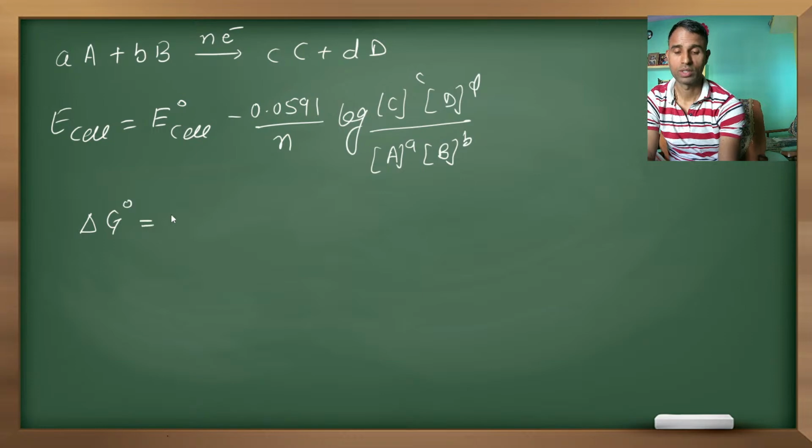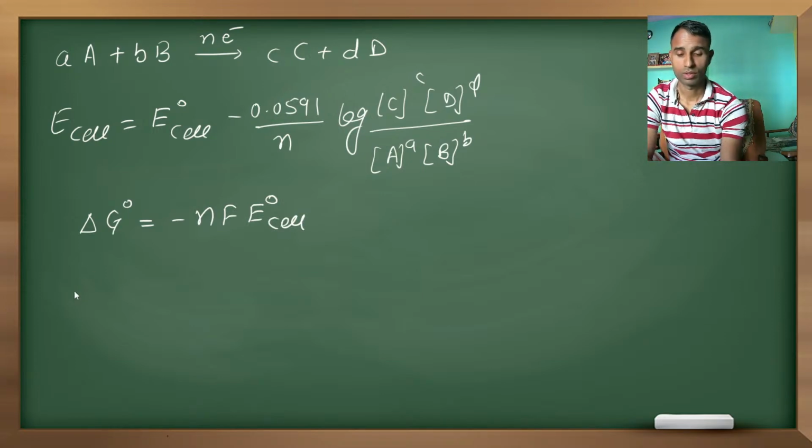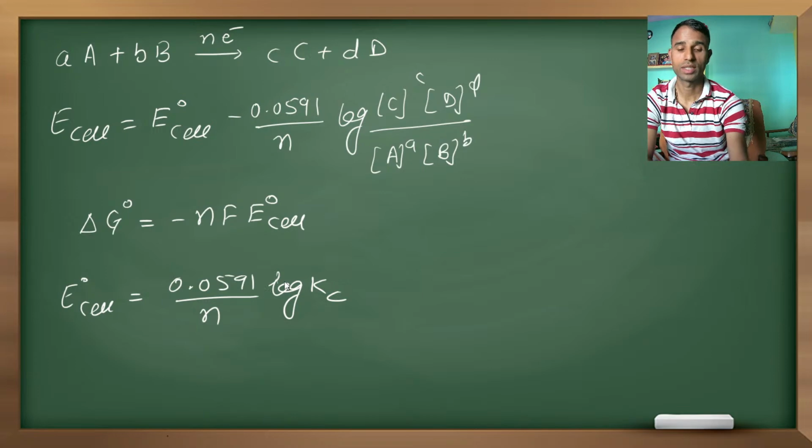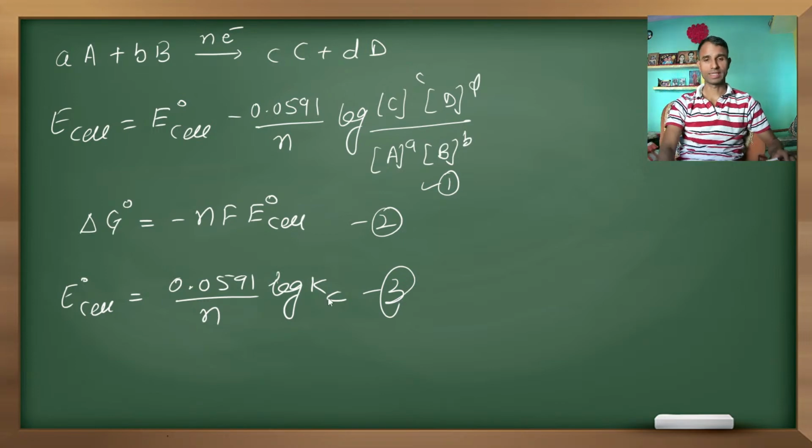Then delta G naught is related to E naught cell by this relation: delta G naught equals minus nFE naught cell. Or the third one is E naught cell equals 0.0591 over n log of Kc. These are the three formulas we'll use to solve the numericals, sample as well as numericals. So let's do it.